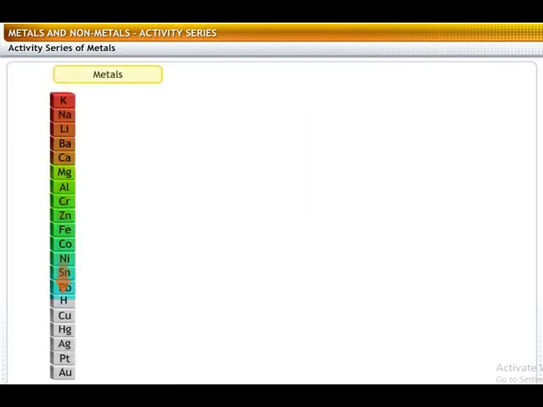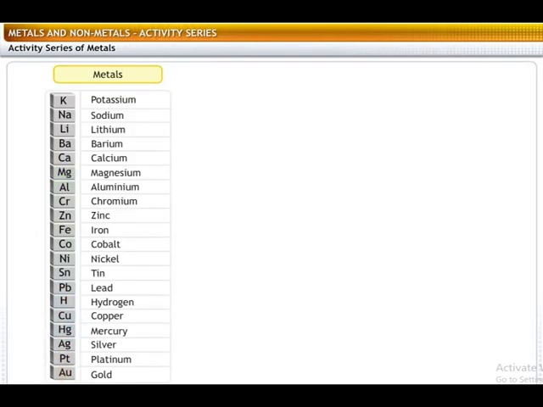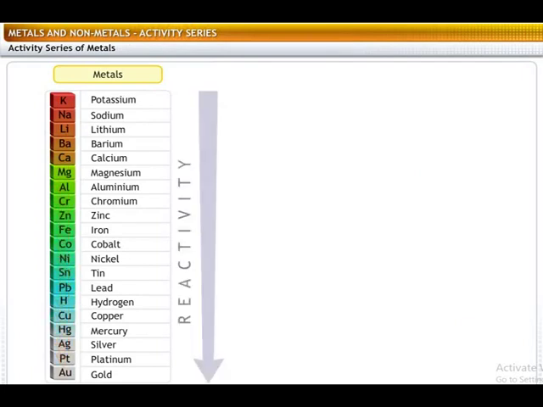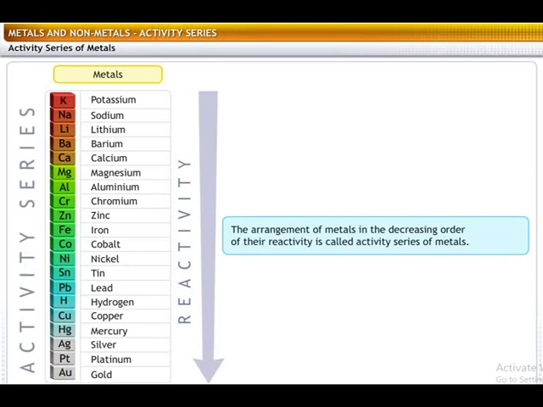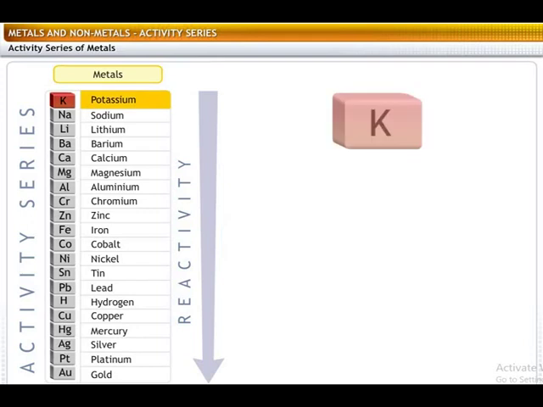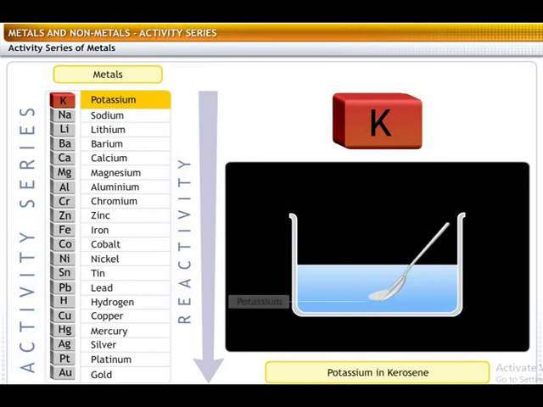To predict the reactions of given metals with other elements, scientists developed a system where metals were arranged in decreasing order of their reactivity. This arrangement of metals is called the activity series of metals. Thus, in this series, the most reactive elements are at the top and the least reactive elements are at the bottom. For example, potassium at the top of the series is the most reactive among all the elements in the series.